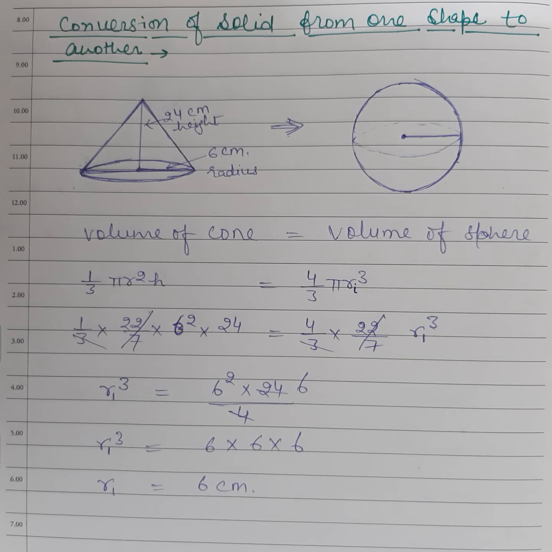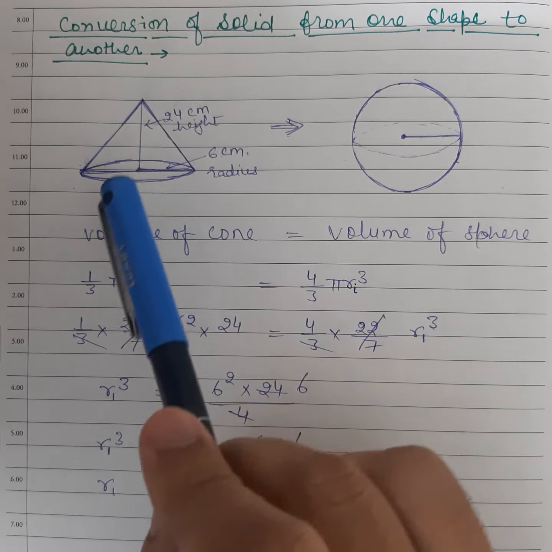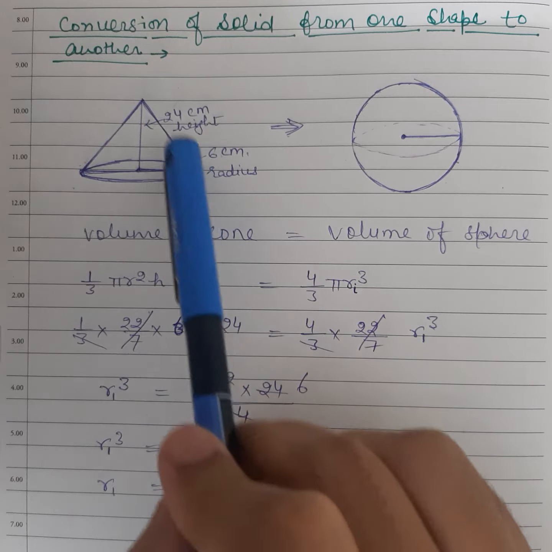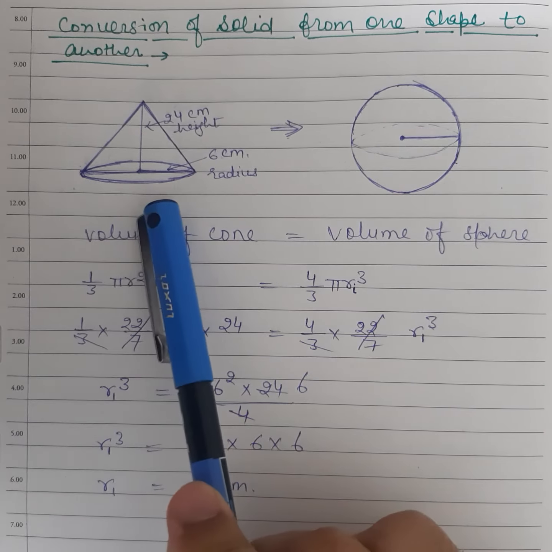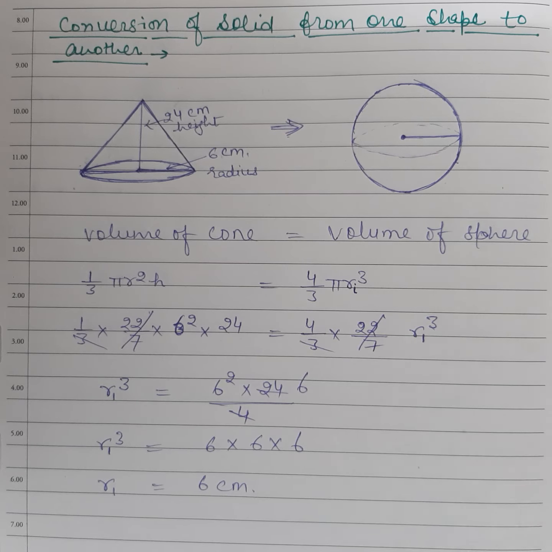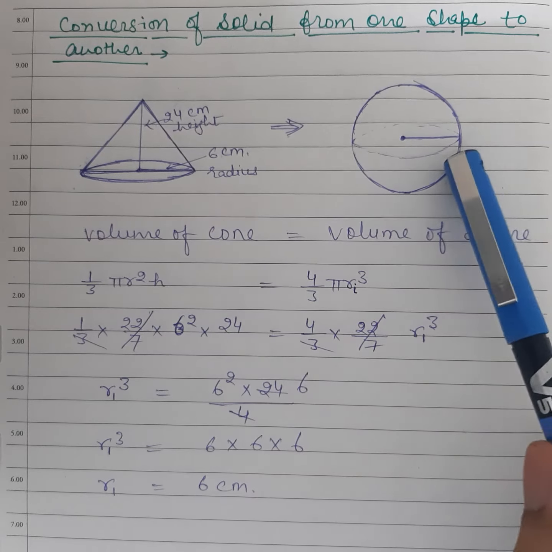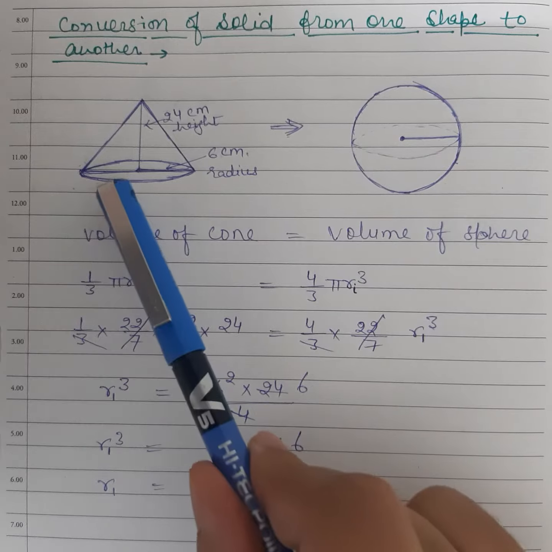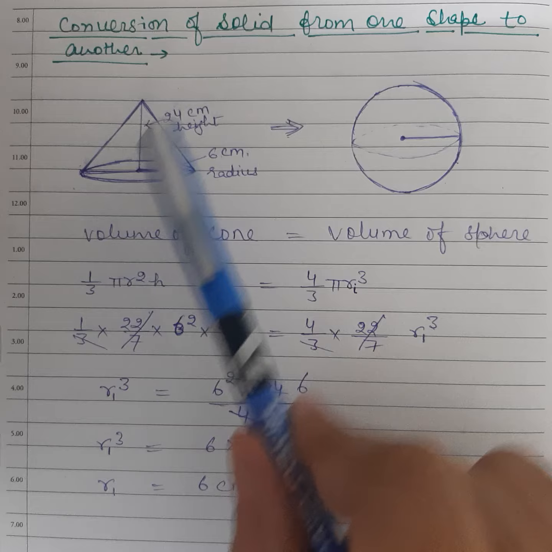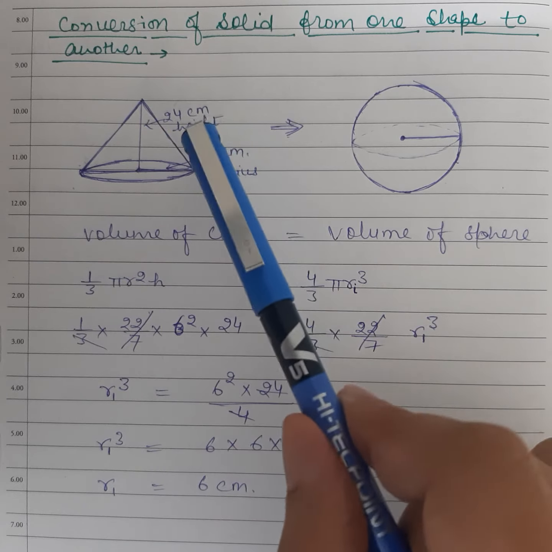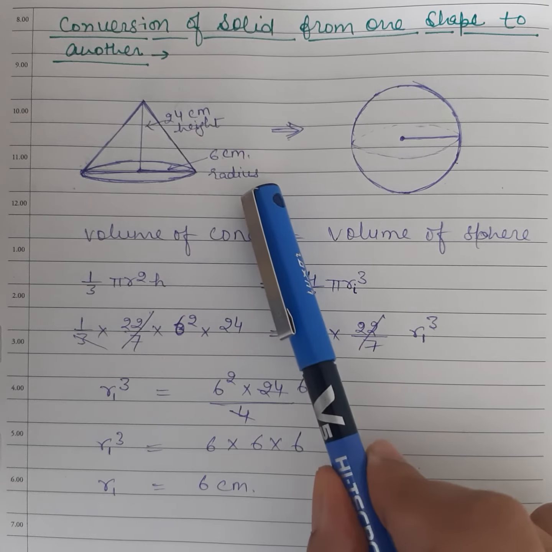Hi, let's learn what happens when we convert one solid shape to another solid shape. So here our kid converted one cone figure to one sphere figure. He has a clay and he firstly created a cone, and then after that he decided he will change it to a sphere. The dimensions of the cone were 24 centimeter as its height and 6 centimeter as its radius.